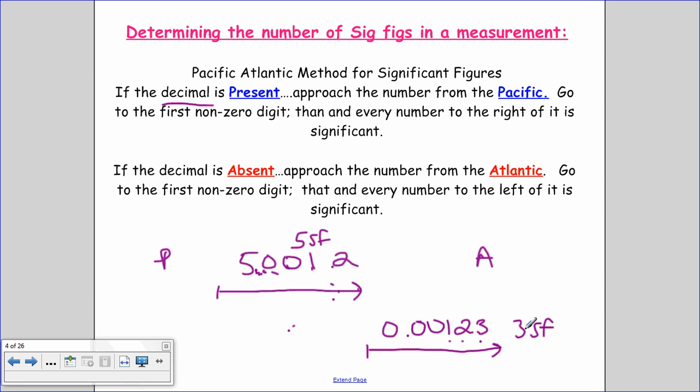All right, so we also have another approach for when the decimal is absent. Maybe I'm just going to give you 5,000. There's no decimal present, therefore we start from the Atlantic. We start counting at the first non-zero digit, which is that 5. That 5 is the only sig fig, so there's 1 significant figure in that number. Let's do some practice problems.